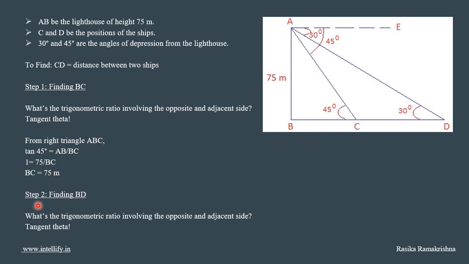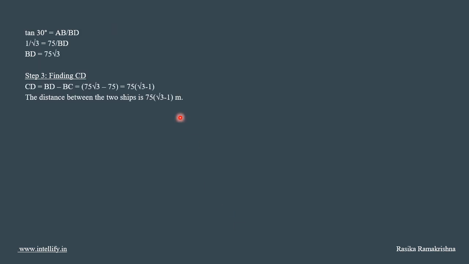Now we go ahead and find BD. We can do this because AB is present in triangle ABD as well. Again, what is the trigonometric ratio involving the opposite and adjacent side? It is tangent theta. So tan 30 is equal to AB by BD, which is opposite by adjacent. Therefore, 1 by root 3 is equal to 75 by BD, which implies BD is equal to 75 root 3. So this is the length of BD.